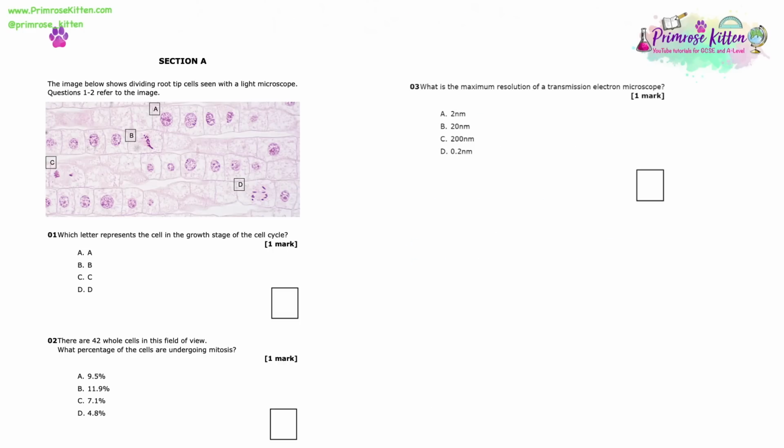Okay, so we're going to start with multiple choice questions in section A. Try not to spend too long on this section because they are supposed to be quite quick and they will need some working out, but you shouldn't spend really long time working out questions if you do get really stuck. The image below shows dividing root cells as seen with a light microscope. Questions 1 to 2 refer to the image. Which letter in the image represents the cell in the growth stage of the cell cycle?